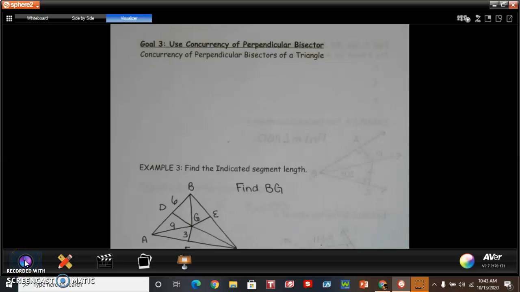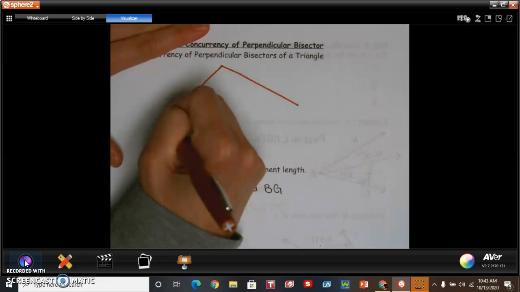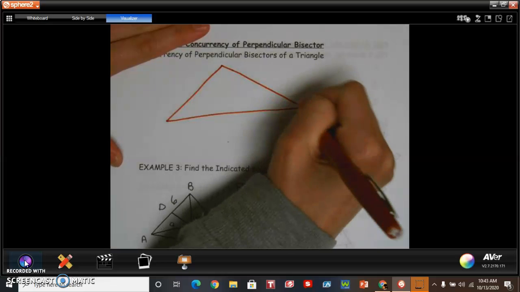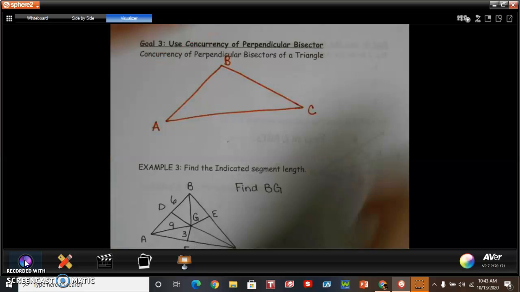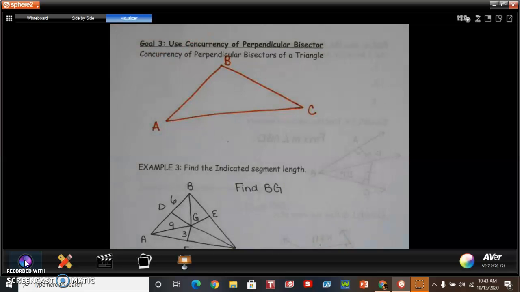All right, so this is part 2. We're still on 5.2 and 5.3. We stopped off at goal 3, using concurrency of perpendicular bisectors. So what's happening is we have a triangle, triangle A, B, C. And what it's telling you is if we have 3 perpendicular bisectors.